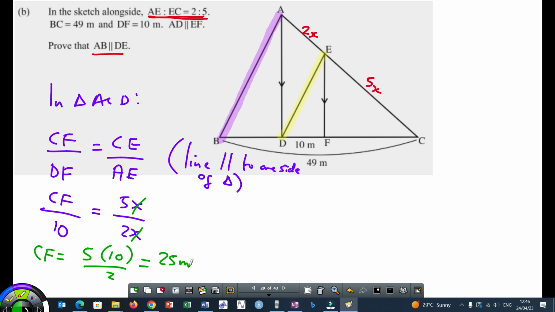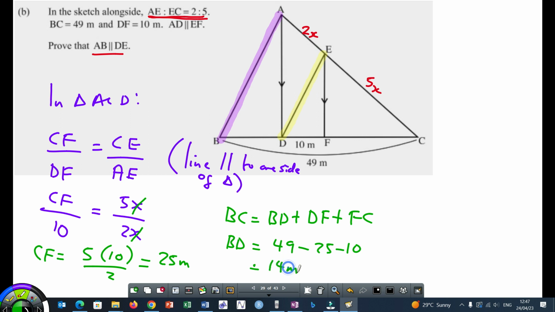After that now, I can say BC is equal to BD plus DF plus FC. Okay, I want BD. I need to get the length of BD. Okay, so BD is going to be equal to 49 minus 25 minus 10. So that will give me 35. 35 from 49, I'll get 14 meters. So that's BD. Well, I'm smiling already. So I'm going to write this down now.